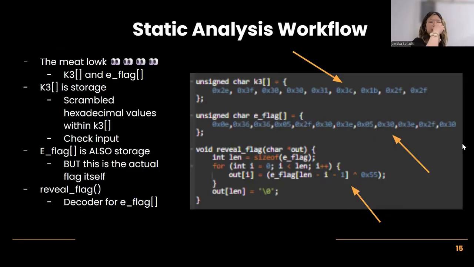All right, so next, this is low-key the meat of it. This is a lot of hexadecimals. K3 is just storage in this case, where it stores scrambled hexadecimal values and checks the input. The E flag is also storage, but this is important because that's the flag, that's the key. We want to know what that is. The reveal flag here is just a decoder for E flag. There's also the 0x55, another hexadecimal right there.